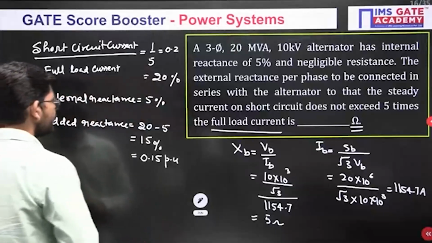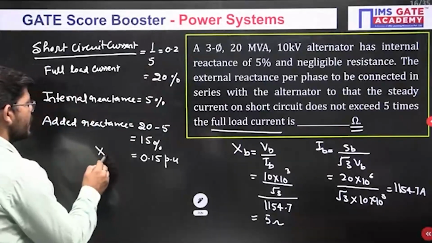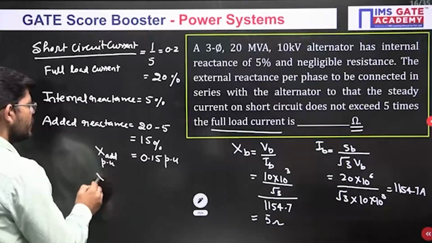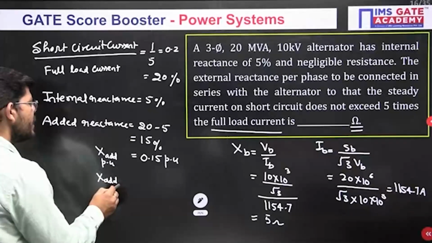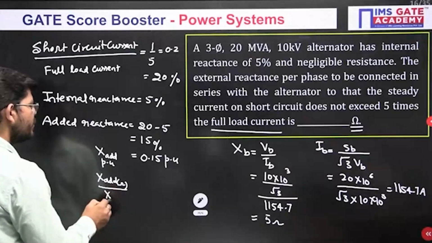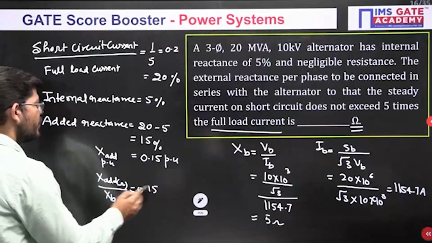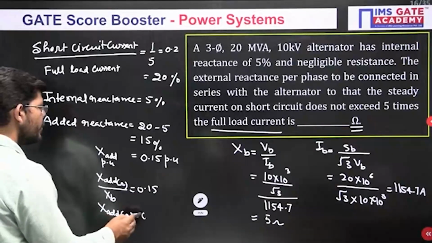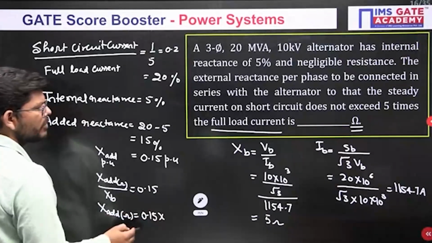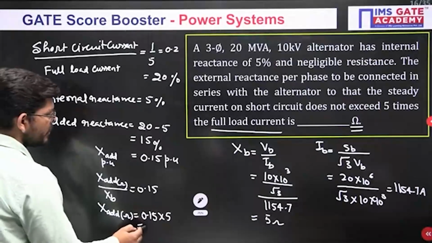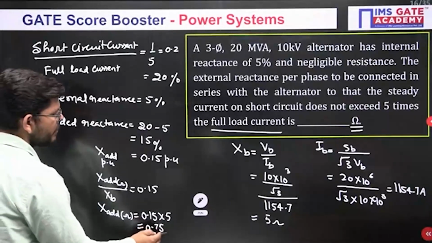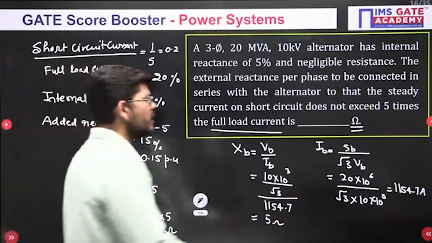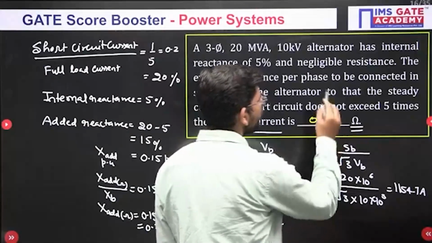Now just see, added reactance X added in per unit is this much. So what we can write, X added in ohms divided by X base, this is 0.15 per unit. So how much will be X added in ohms? This will be 0.15 into base reactance. How much is base? 5. So what you will get? 0.75 ohms. This is how you have to answer this question. You got your answer. So answer is 0.75 ohms.